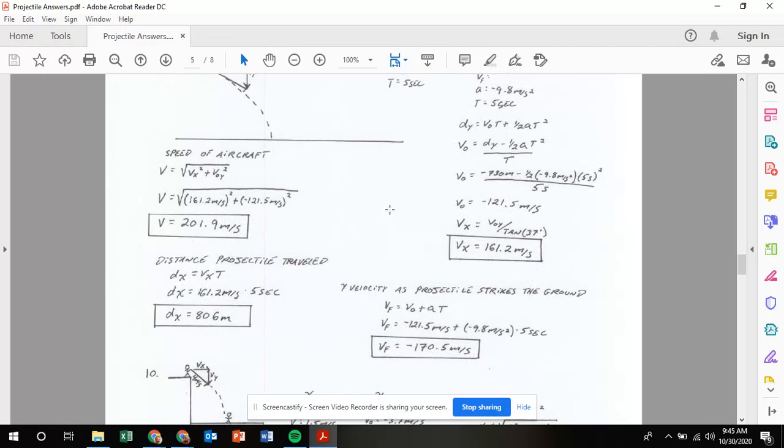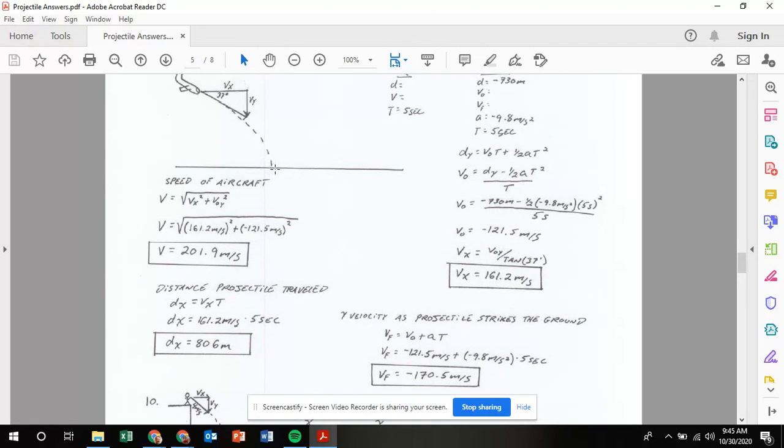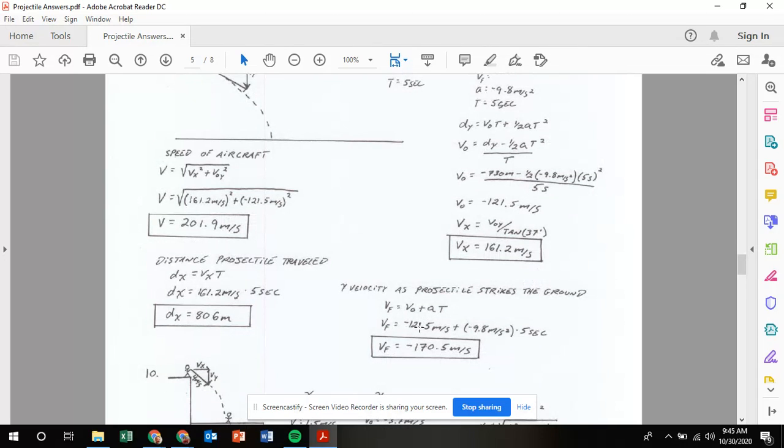Now, when it looks for the velocity components as it strikes the ground, the x component never changes because the x velocity never changes. So ultimately what we're finding here is final velocity in the y direction. To do that, vf equals v naught plus at. We solved for v naught earlier as negative 121.5, a is negative 9.8, and time is 5 seconds. We don't have to do any algebra here. We just plug into our calculator, and we get the final velocity in the y direction is down negative 170.5 meters per second.